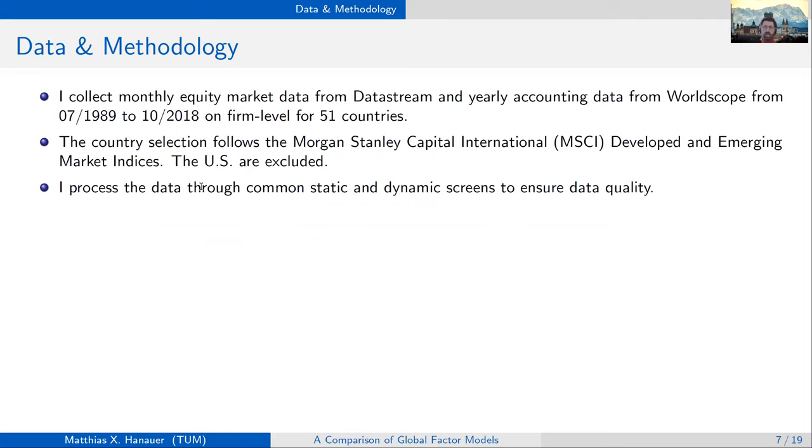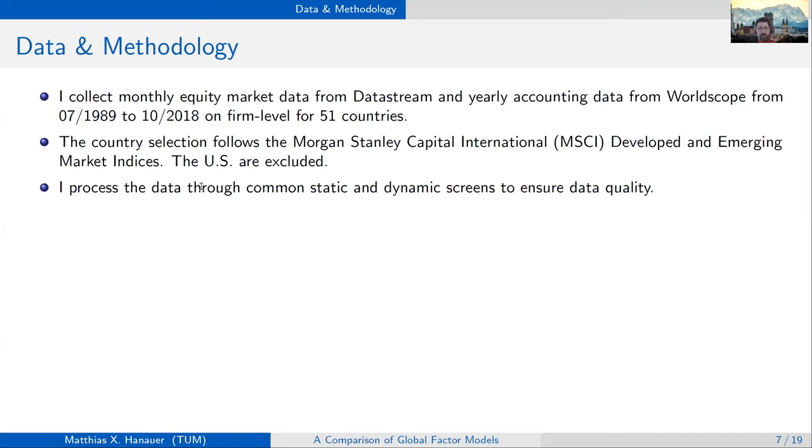So what to say about the data and methodology? I want to keep it quite short for the data. It's usually where you spend most of the time, especially at the beginning, but maybe it's only mentioned in the appendix. So I use Datastream WorldScope as data source, and have a sample period that is nearly 30 years, and I comprise 51 countries. My country selection follows the MSCI developed and emerging market indices.